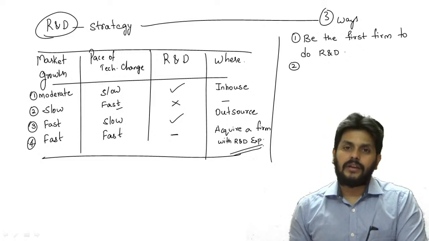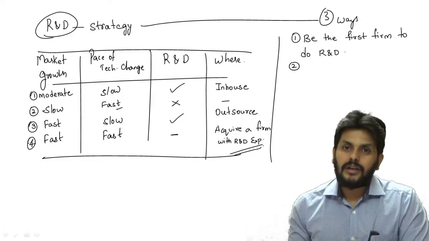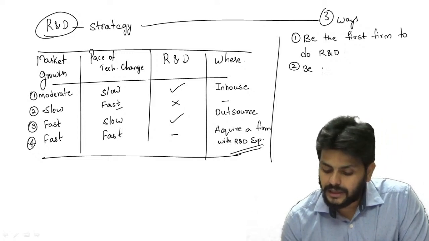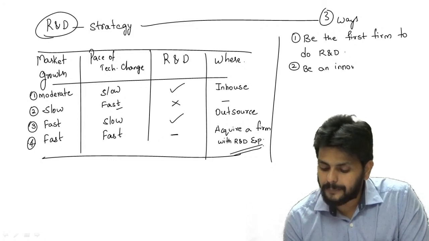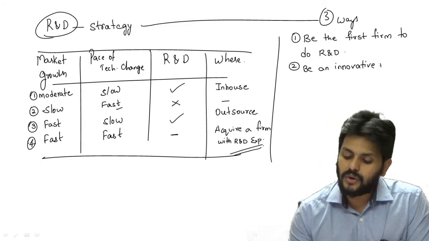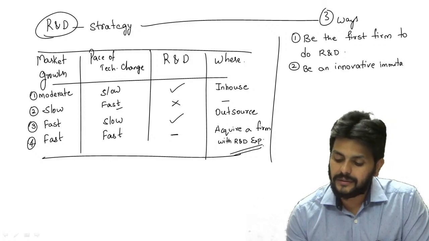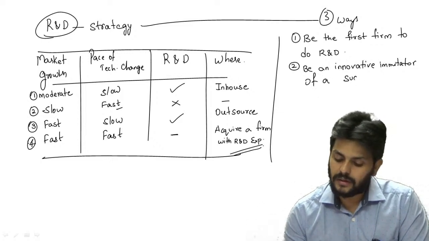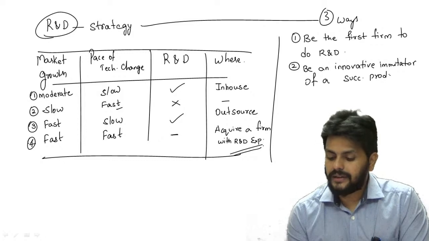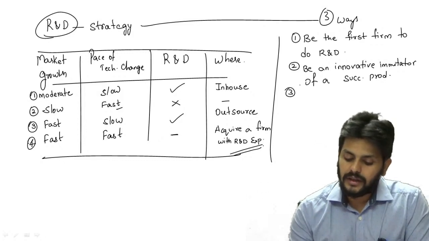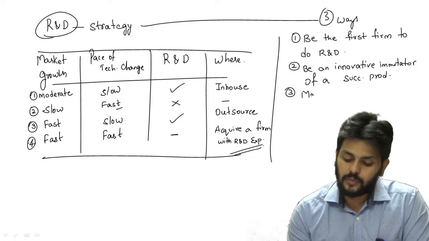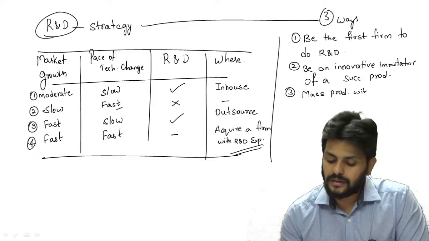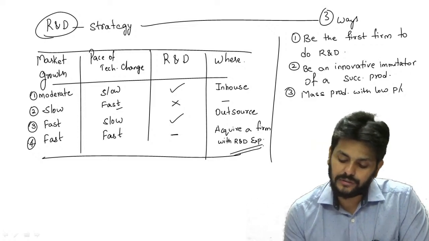2, that is the second aspect that we are talking about. Somebody would have done it. You just understand from that, and be an innovative imitator of a successful product. Be an innovative imitator of successful products. The third combination, mass production with low per unit cost.